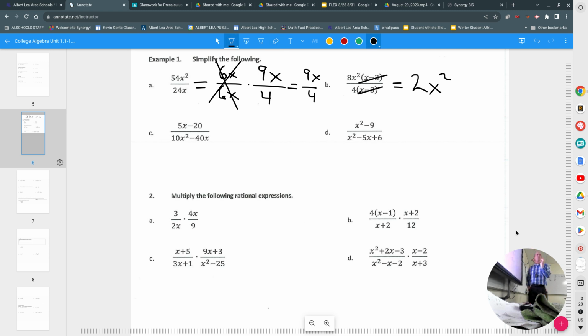So what can you factor out of the top? 5. So we have a 5 times x minus 4. What do we factor out of the bottom? 10x. And we are left with x minus 4. Notice now in this situation that I have an x minus 4 over an x minus 4. That will reduce. 5 over 10x reduces to 1 over 2x.